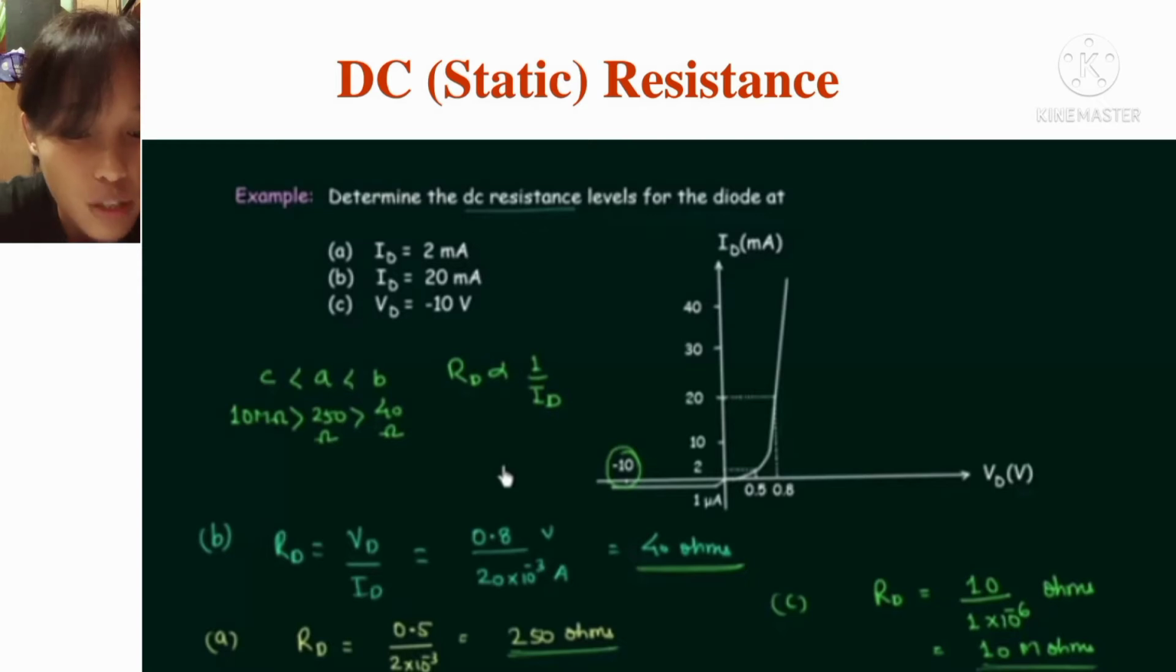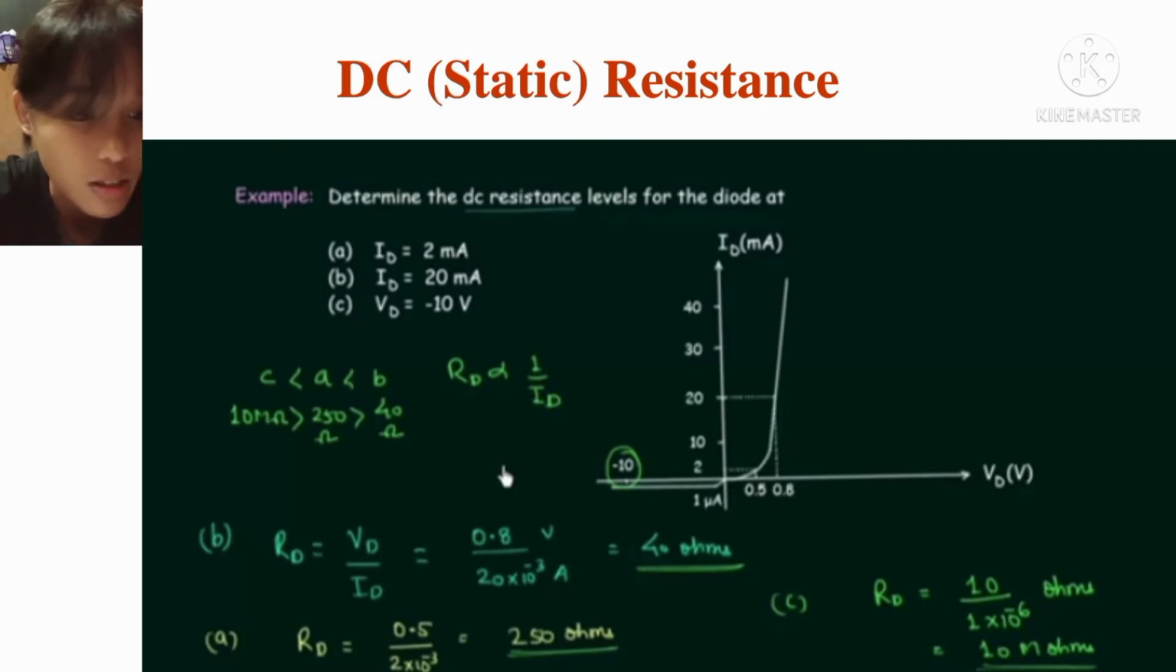So let's solve first letter B. Resistance is equal to voltage divided by current. For the 20 milliamperes, we have 0.8 volts. So this is equal to 0.8 divided by 20 times 10 to the power of negative 3 amperes, which is equal to 40 ohms. And for letter A, resistance is equal to 0.5 divided by 2 times 10 to the power of negative 3. So this is equal to 250 ohms.